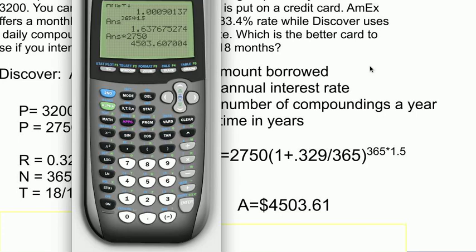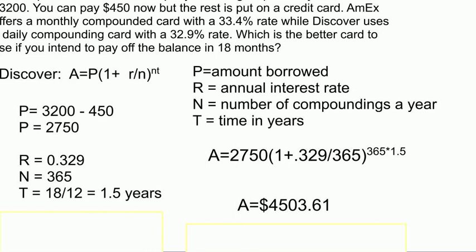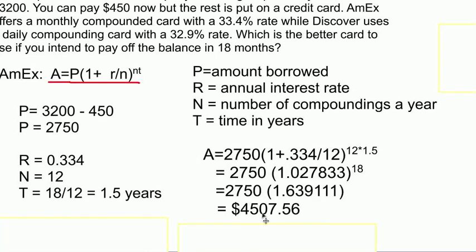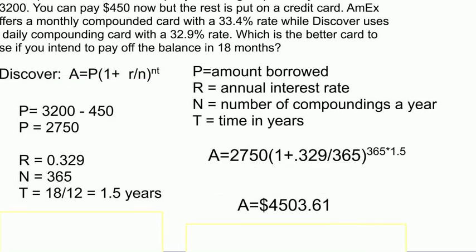So looking back at the American Express, it had us pay $4,507, whereas the Discover has us pay $4,503. Optimally, we'd like to pay as little as possible in interest, so this is indeed the better choice based on our calculations here. Alrighty, hope this helps.